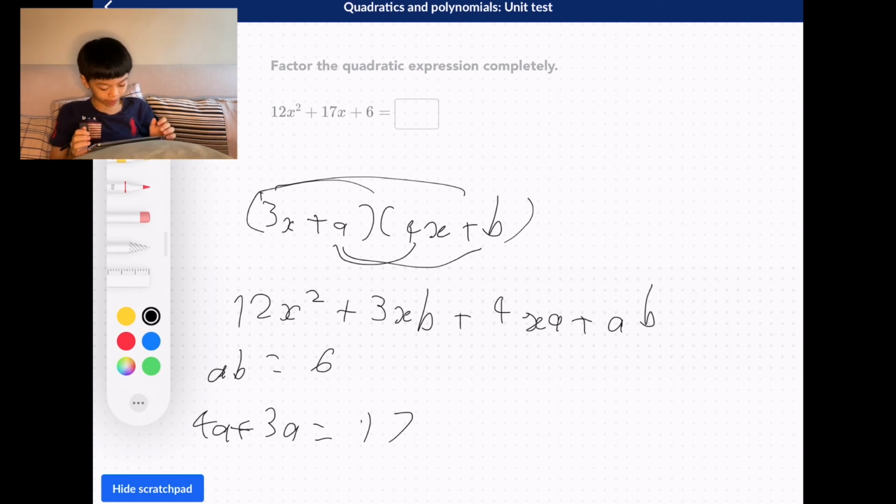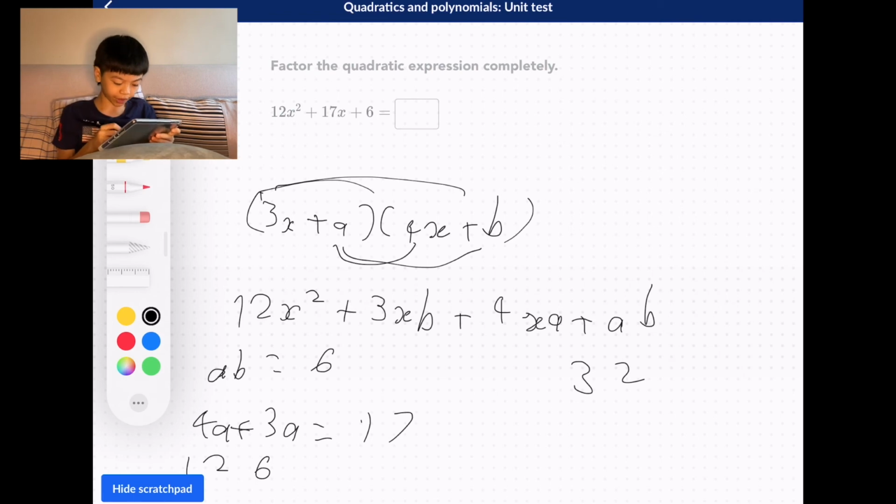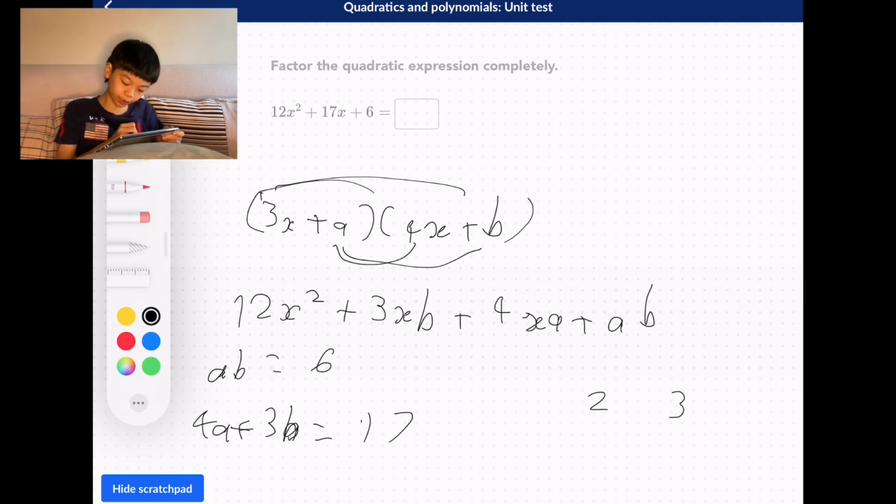So let's see what can equal 6. 3 and 2. Let's try 3 and 2. So 3 times 4 is 12, plus 3 times 2 is 6. That doesn't seem right because 12 and 6 might overload it and turn into 17. So let's try the other way. Let's swap it around. So let's say A is 2 and B is 3. Let's see, 2 times 8, 9, it works, it equals to 17.